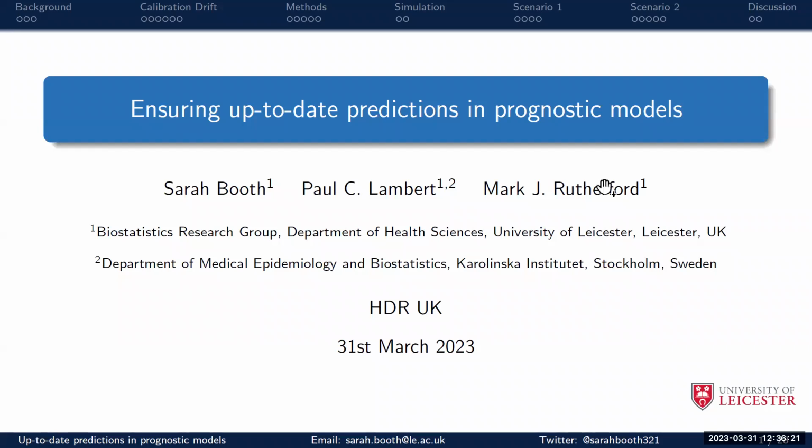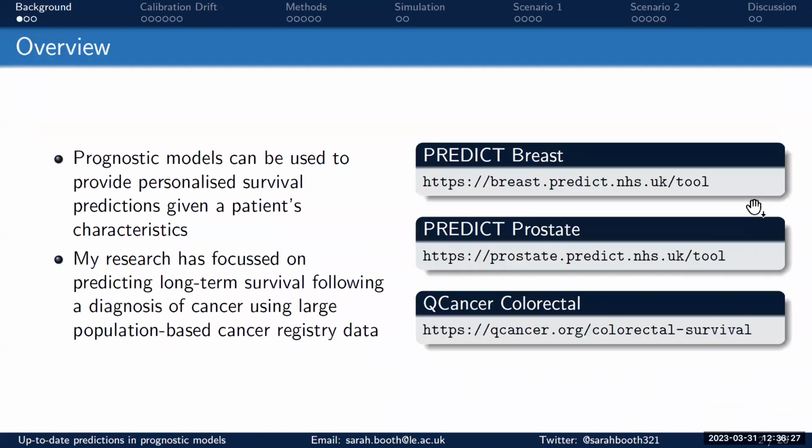So today I'm going to be talking about some of the work we've been doing on ensuring up-to-date predictions from prognostic models. With prognostic models, you can use these to provide personalised survival predictions given a patient's characteristics. My research so far has really focused on predicting long-term survival following a diagnosis of cancer and looking at models that are developed using large population-based cancer registry data.